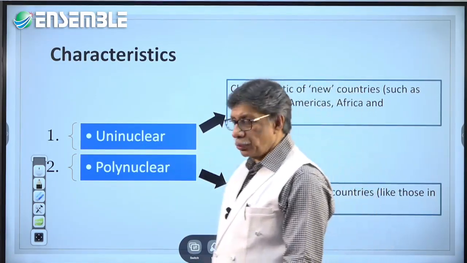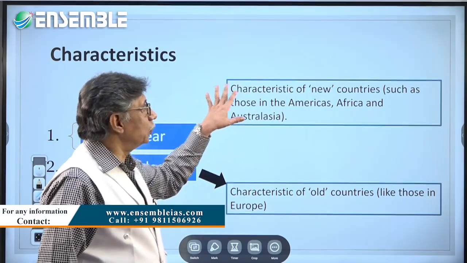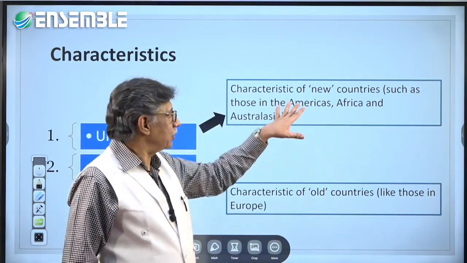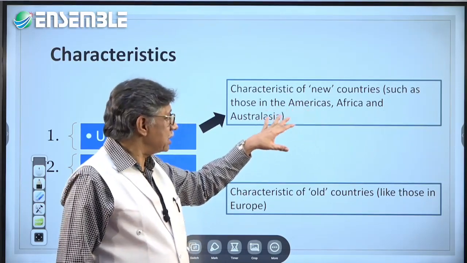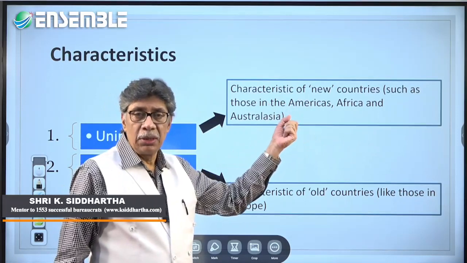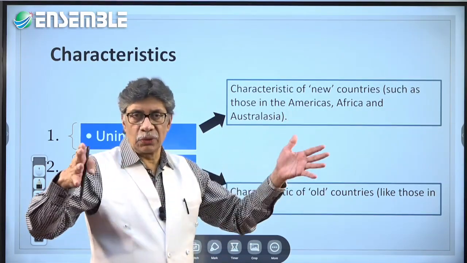Uninuclear are also going to have a different type of characteristic. For example, they are characteristic of new countries. For example, some of these like the Americas, Latin America and the United States as well. In this case, Africa and Australasia, that means Australia, largely because they established one center and that center started growing.